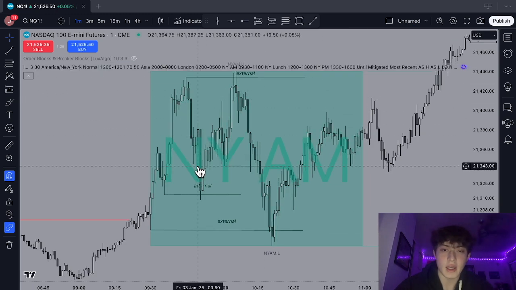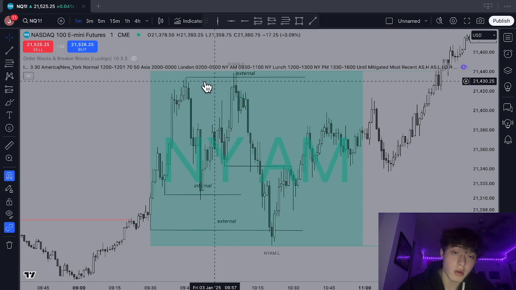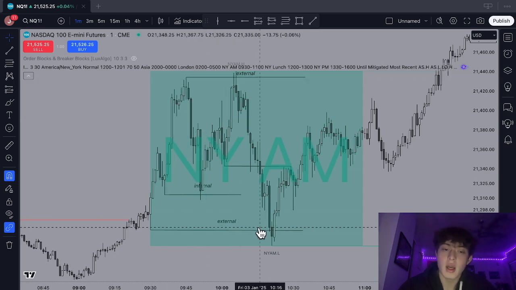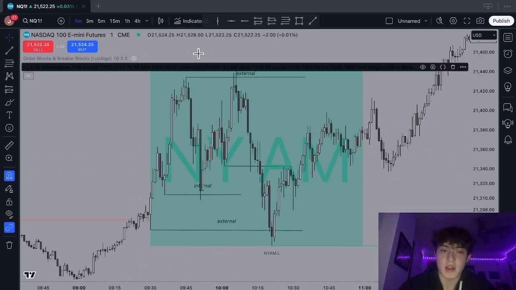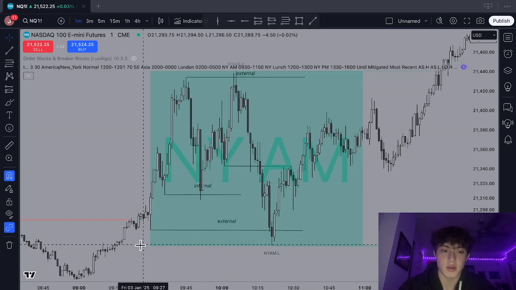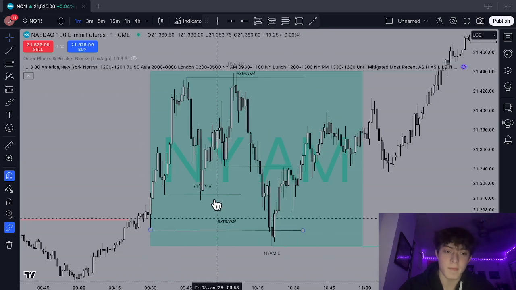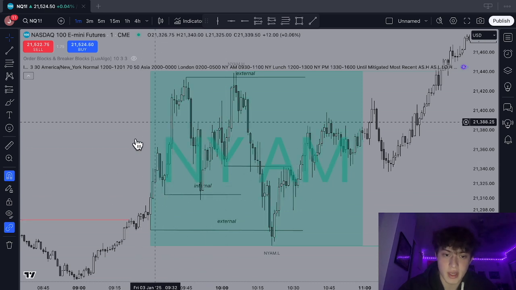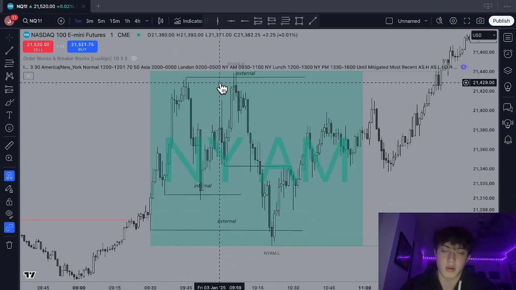When looking at external and internal liquidity, we have to be conscious that when external is taken, we expect big moves to the opposite direction, whereas with internal liquidity, we expect movement inside the range that was created when marking out these externals. So external here, this is the range. When internal is taken here, in this case, there's no other internal liquidity, so we expect price to move back up to the external liquidity point, and vice versa.